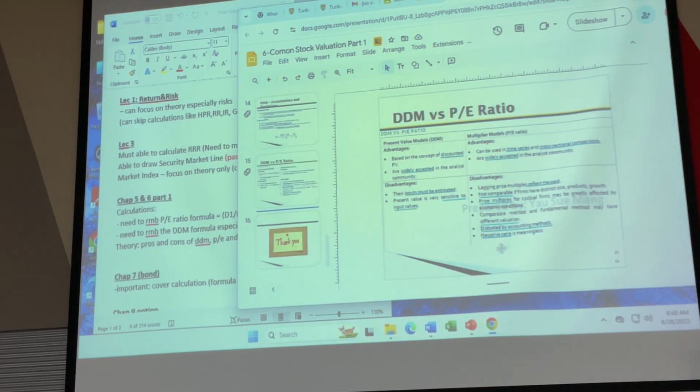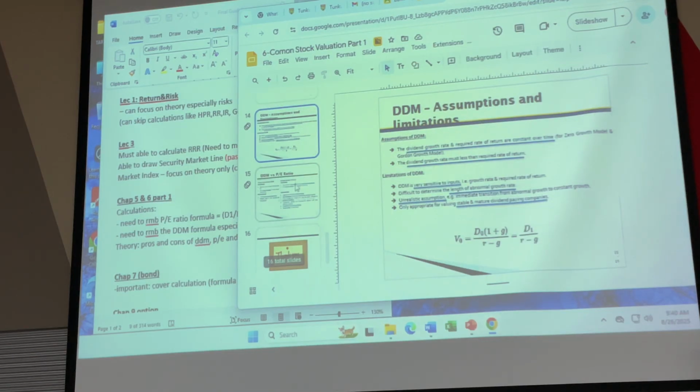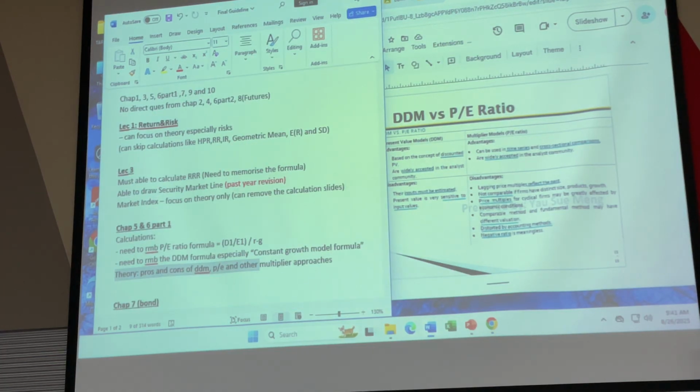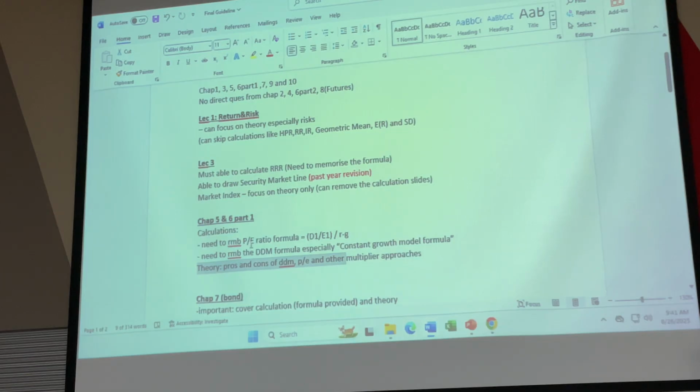This one, very specific. Okay, you can get chapter 5 and 6. So if you notice, chapters 1, 3, 5 and 6 are also very specific already.